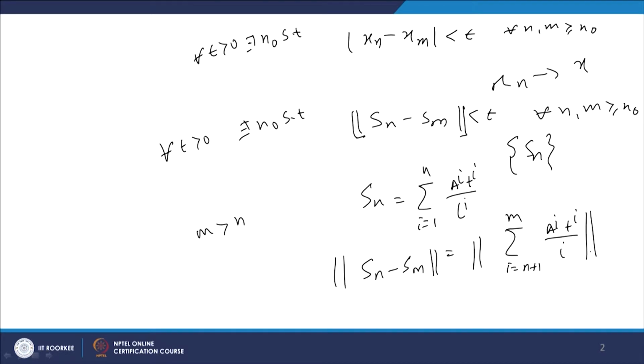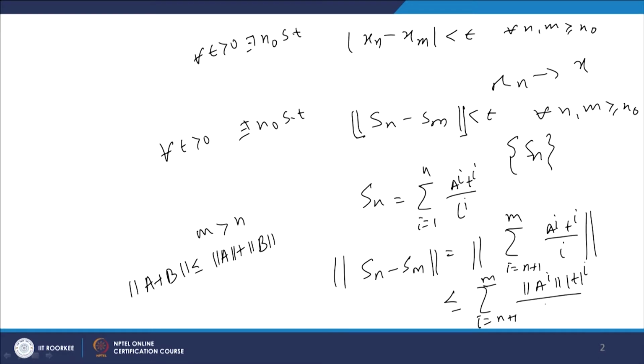So, here we can use any of the norms, and we can simply say that here we are using this norm, that norm of a plus b is less than or equal to norm of a plus norm of b. So, we are using this summation. So, we can write this as summation i equal to n plus 1 to m, norm of a to the power i t to the power i upon factorial i.